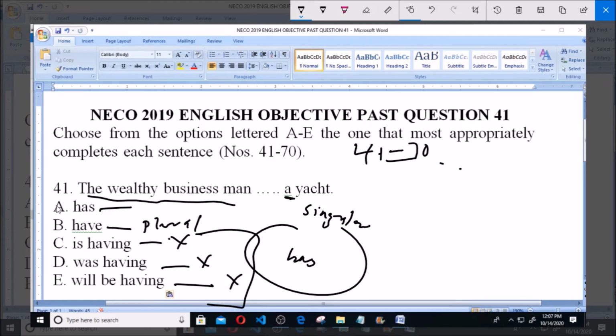So the correct option here is option A. The wealthy businessman has a yacht. So option A is correct.